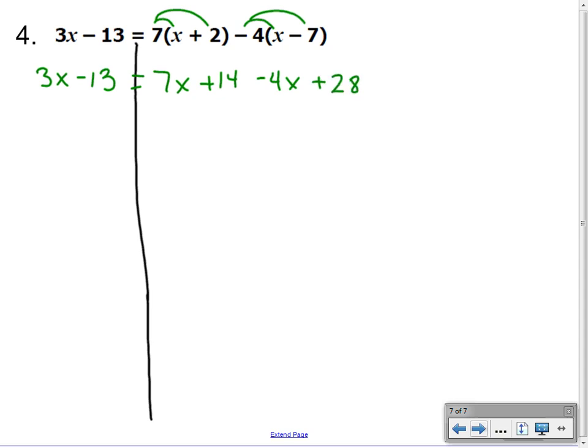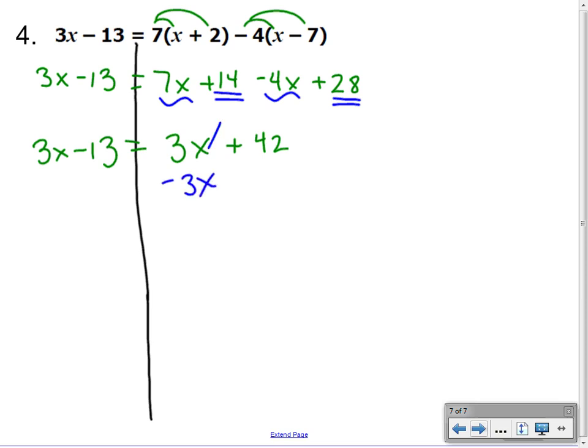And we need to combine our like terms on the right side of this equation. I have some x's that can combine, and I have some constants that can combine. The left side remains the same. The right side now is 3x plus 42. So now let's collect our variables to the left side. So I'll subtract 3x here to cancel.